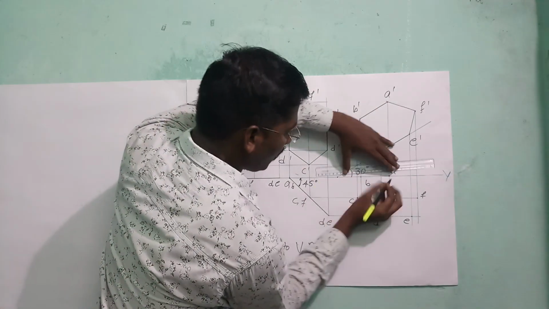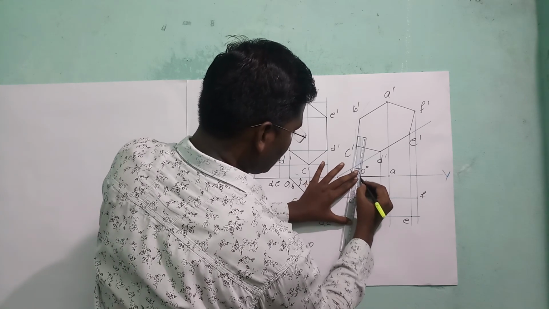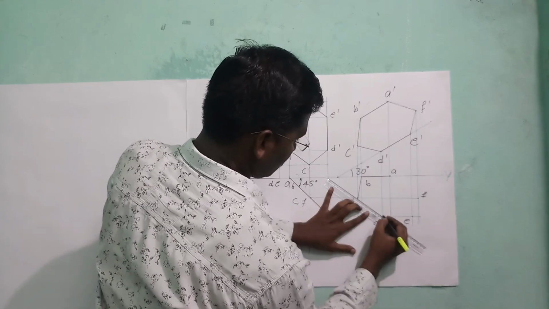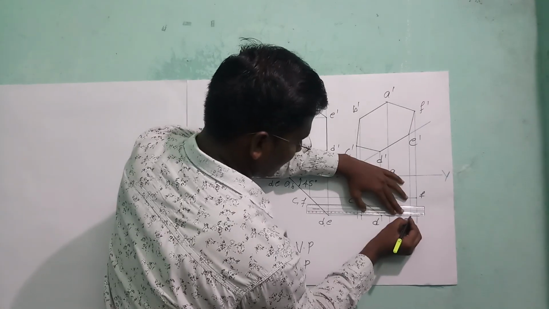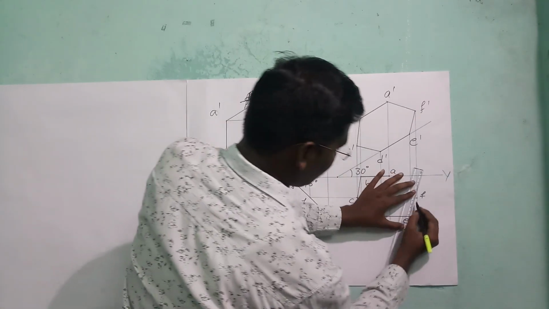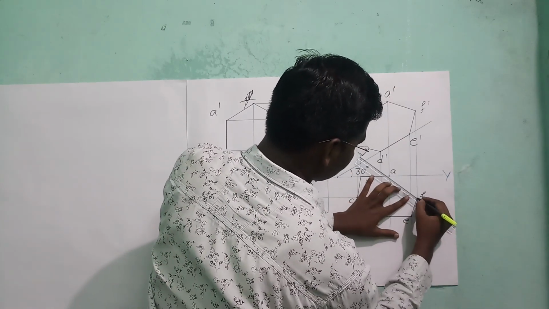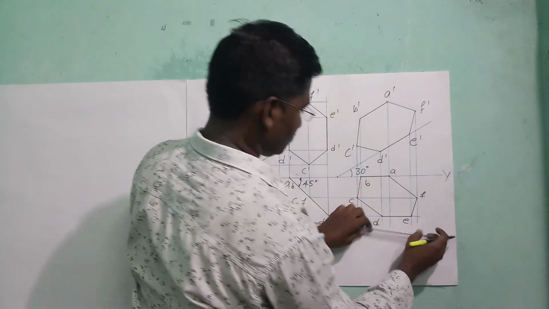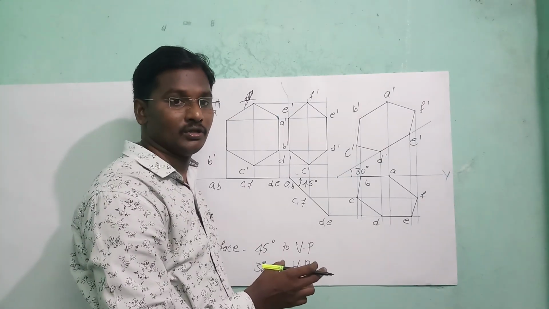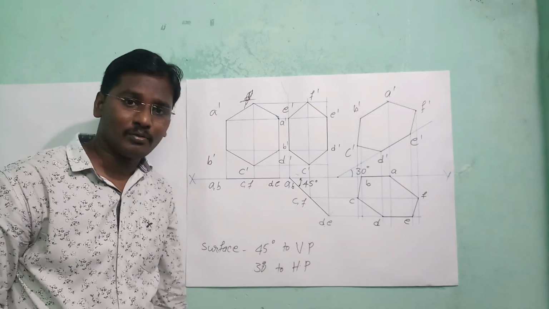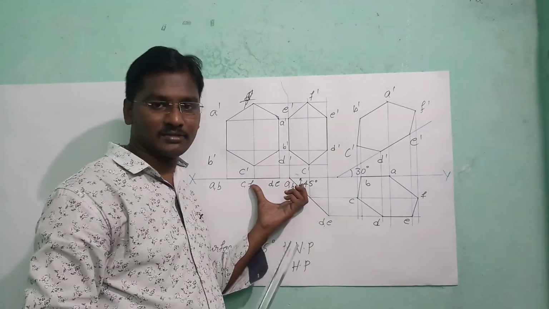Now by joining all the points, look here carefully. By joining all the points, we will get the final view of the given problem. This is the final view, which is the plane inclined to both the planes. Suppose the problem has asked for inclination to one plane only, which is inclined to VP. These two diagrams, these two positions, are enough.